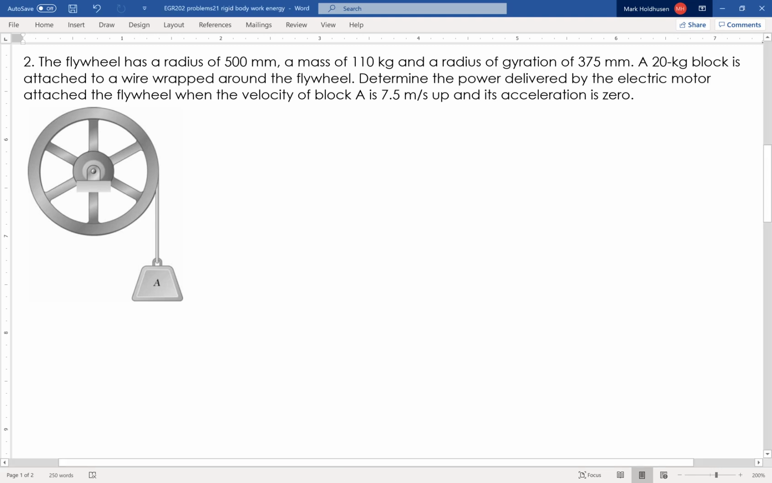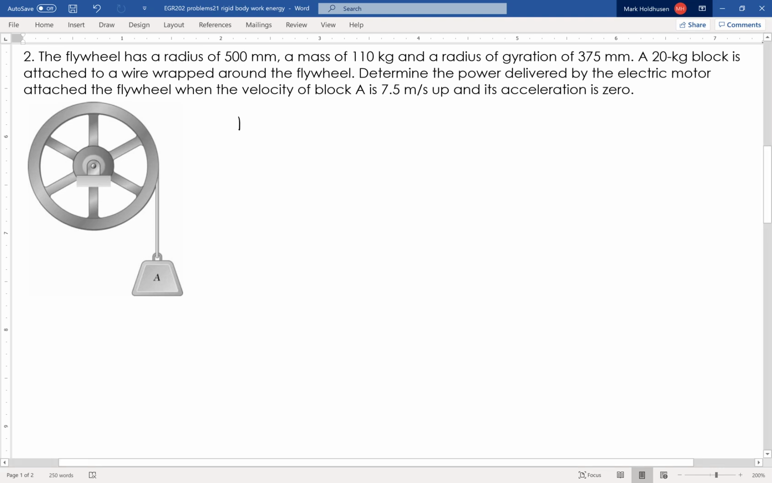Okay, so I've got a flywheel, radius, mass given, radius of gyration given. I've got a 20 kilogram block attached, right? It says determine the power delivered if that thing is moving up at 7.5 meters per second. So power, in rotation terms, is the moment times omega.